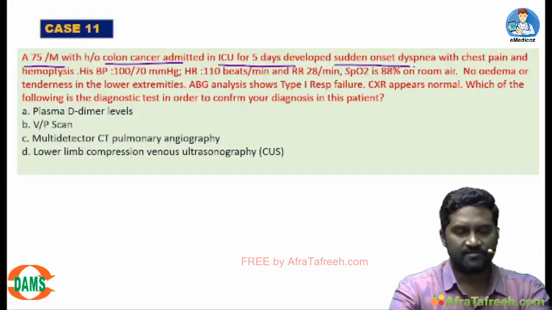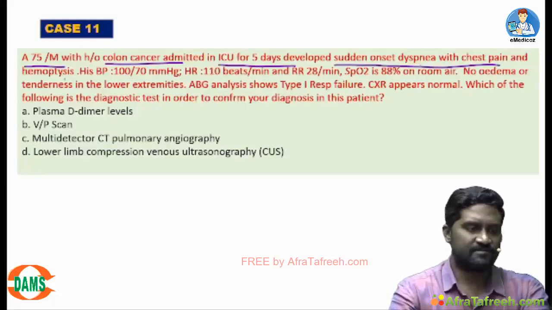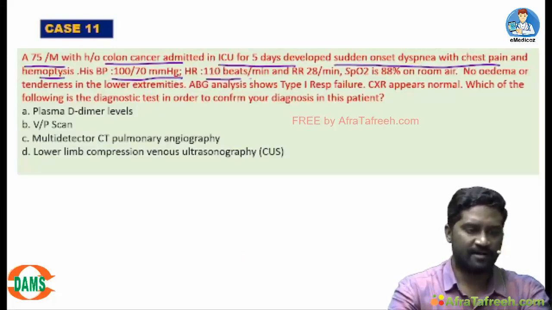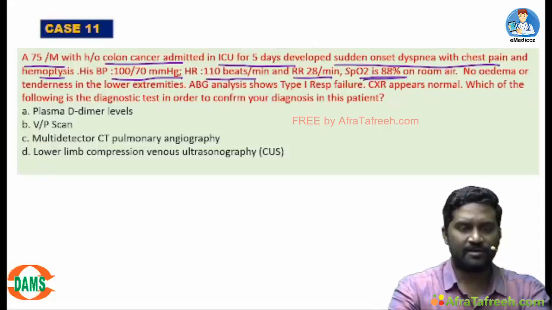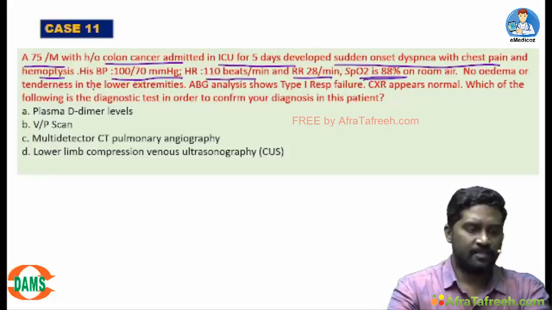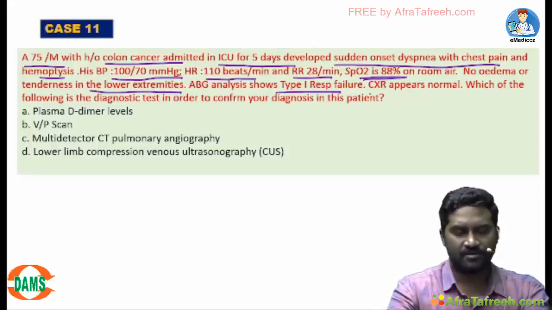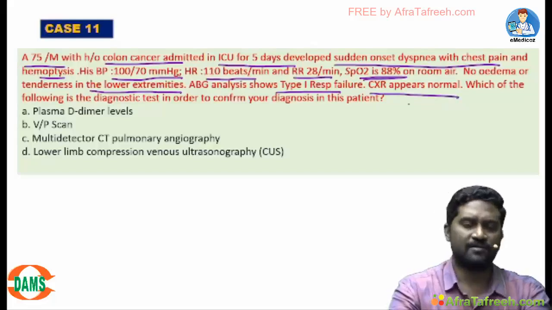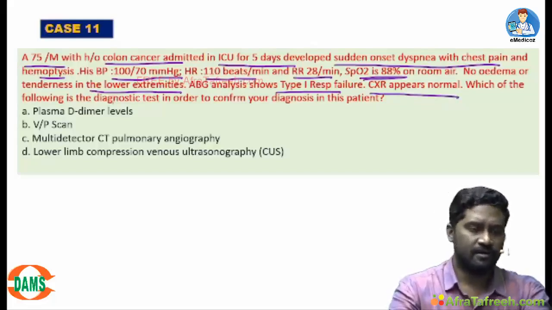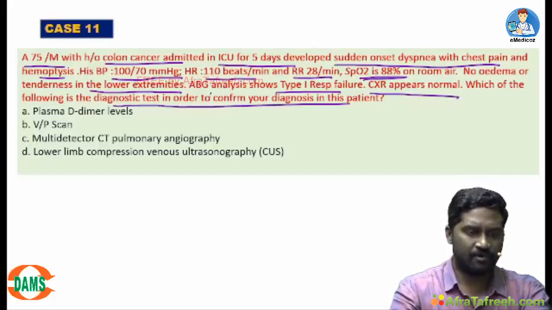He developed sudden onset dyspnea with chest pain and hemoptysis. His BP was 100/70, heart rate 110, respiratory rate 28, SpO2 88% on room air. There is no tenderness in the lower extremities. ABG shows type 1 respiratory failure. Chest X-ray is normal. They have given you a lot of information. Which of the following tests will confirm your diagnosis?